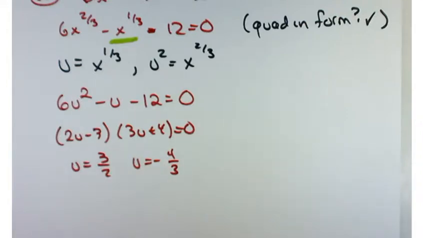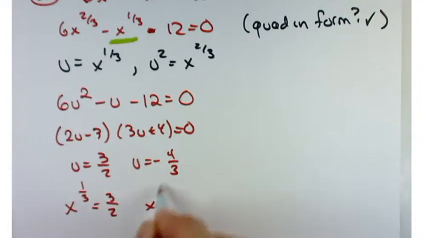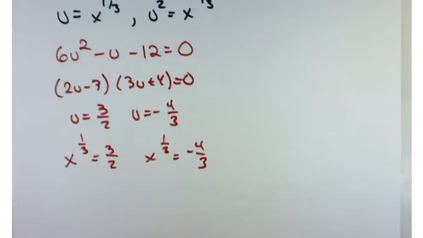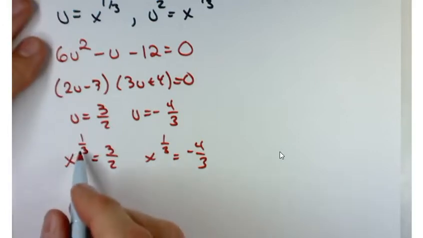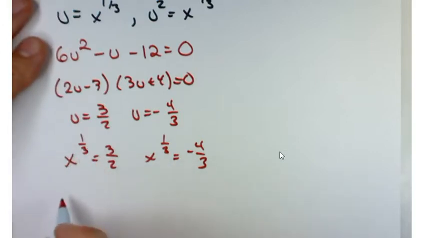There you go. Perfect. U equals x to the 1/3. So I'll rewrite that as x to the 1/3 equals 3/2, and x to the 1/3 equals negative 4/3. All right. Now at least I have a shot at solving this. So let's see. Something to the 1/3 power is like taking what kind of a root? Cube root.